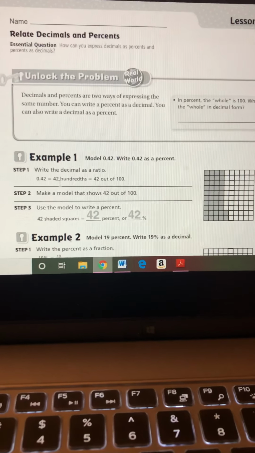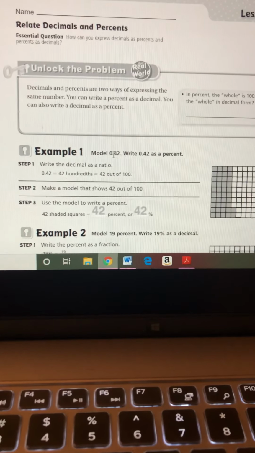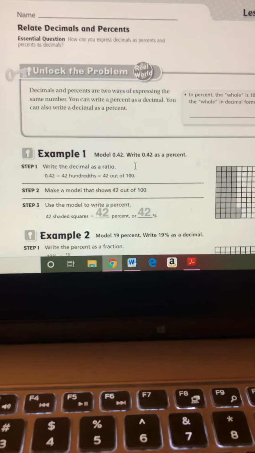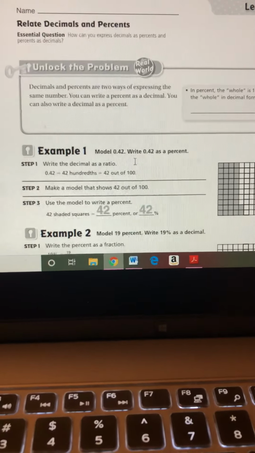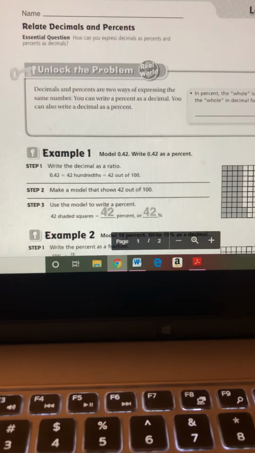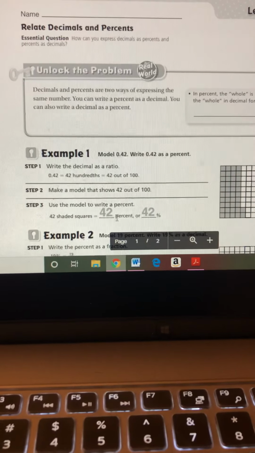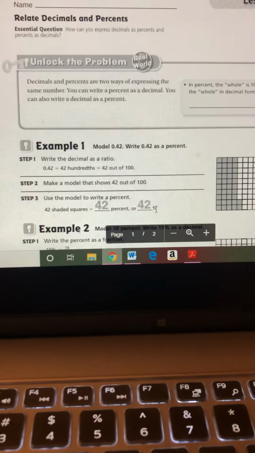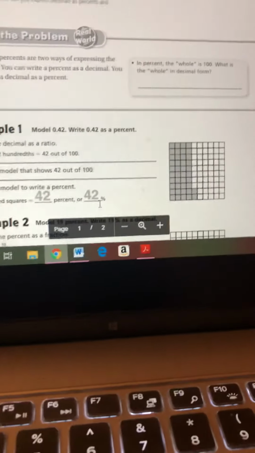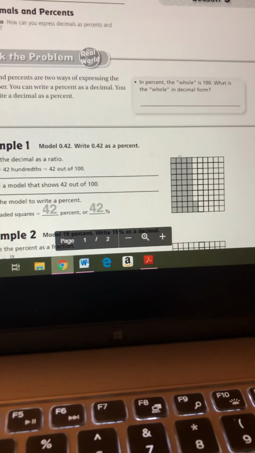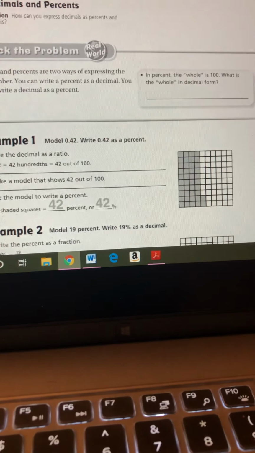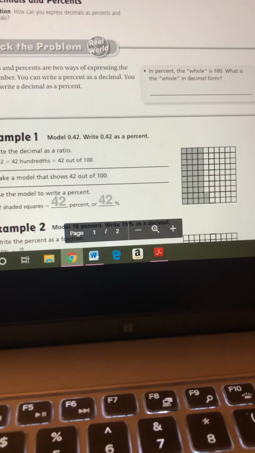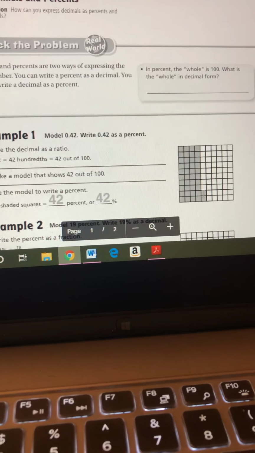In example 1, what they want you to do is model 0.42 or 42 hundredths and write it as a percent. Okay, now there's two ways you can write it. You can write it with the word form, 42 and spelling out percent, or writing it with the percent symbol. Now remember from yesterday's lesson, in order to show it shaded, you would have to shade 4 columns up and down, and then just 2 singles on the 5th column to show 4 tens and 2 to make 42.